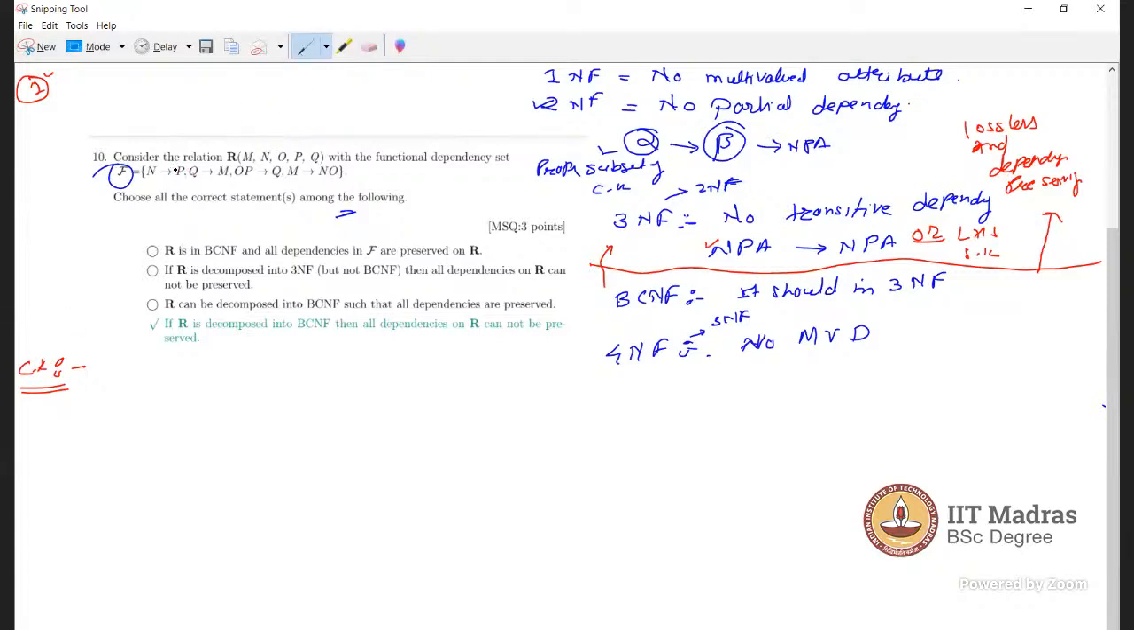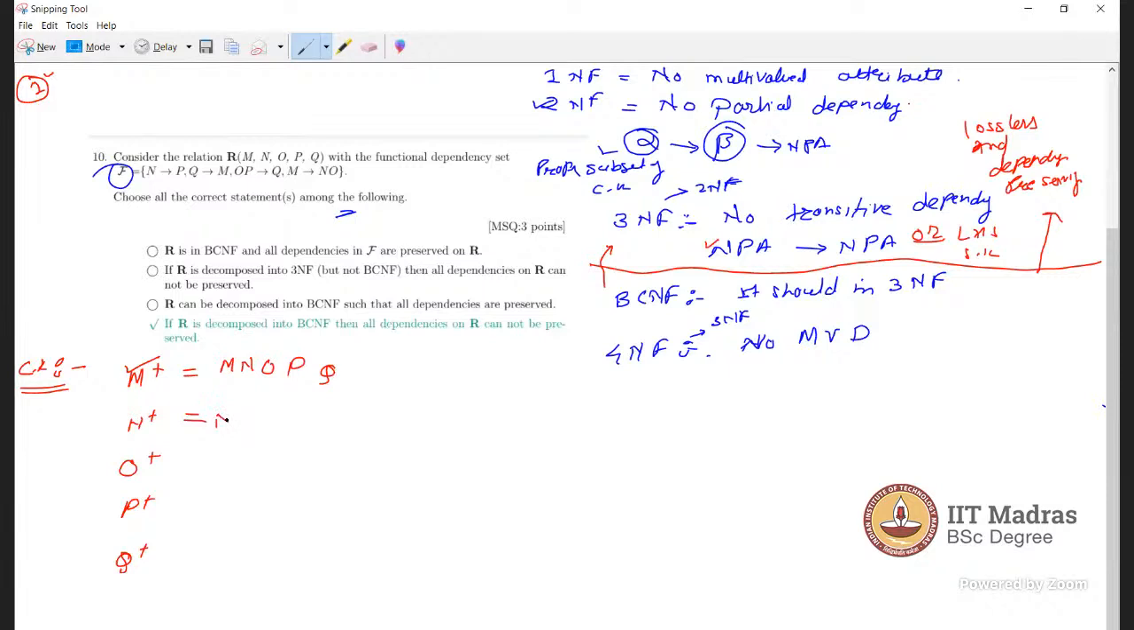Sir, I think it is M, Q, OP, and NO. Yes, sir, correct. Except N, everything. So P is there, M is there, Q is also there, so all the attributes are there, right? So we need to take the closure of M plus, N plus, O plus, P, Q. So from M I will get M, N, O, from N, P, from O, P, Q. So this is the candidate key here.